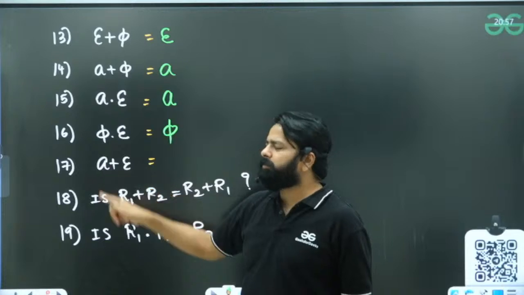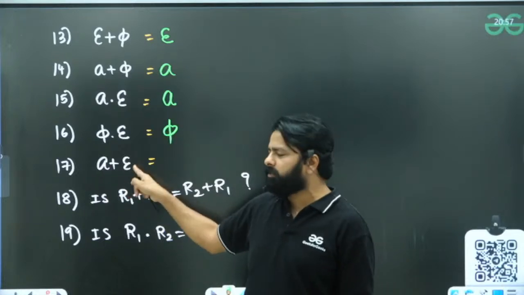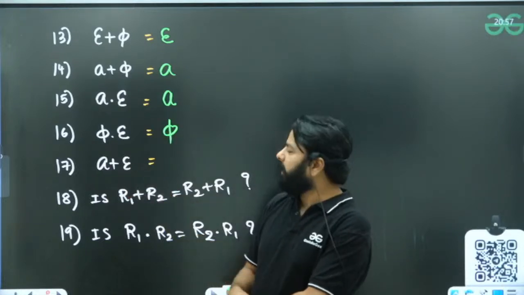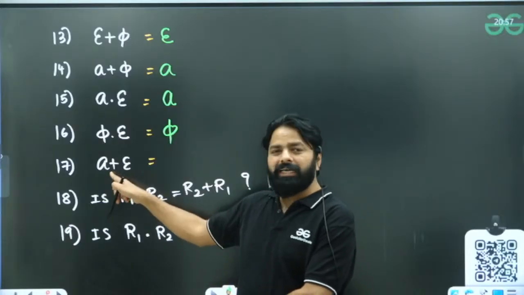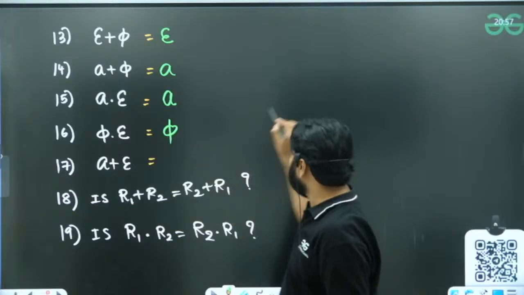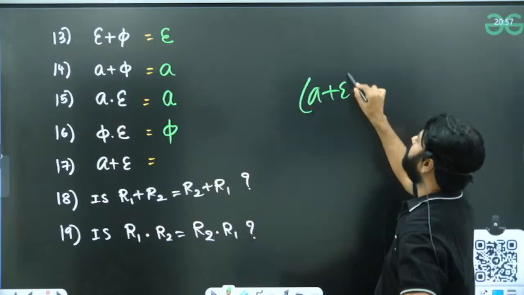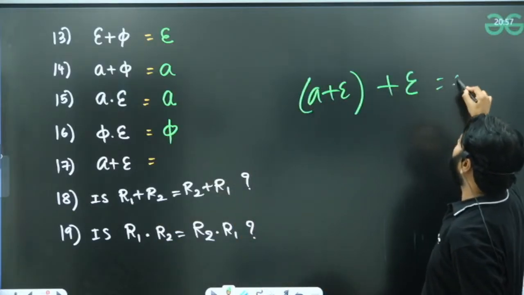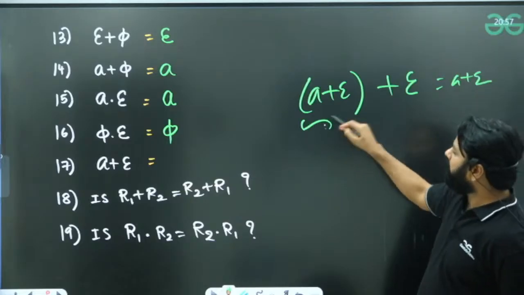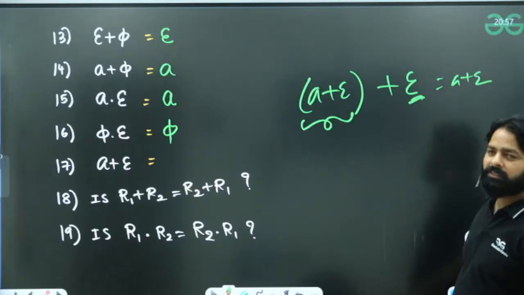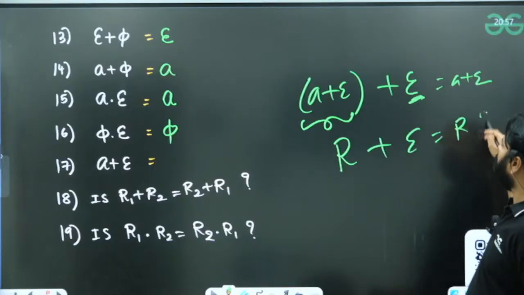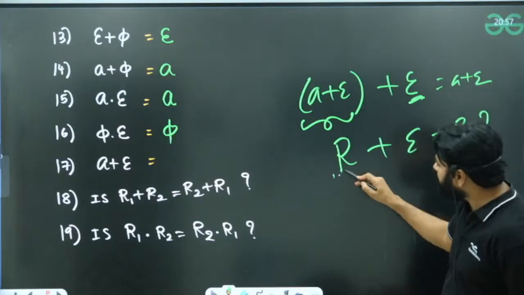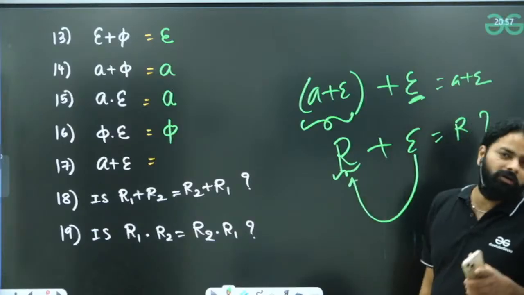And A plus epsilon, this is what I said, R plus epsilon. Now can I write it as A? No, right? Because A does not have epsilon. If A already has epsilon, then you may write A plus epsilon, but if you already have epsilon, then there is no need to write this. Correct? R plus epsilon, is it equal to R or not? That depends on whether this R has epsilon or not.